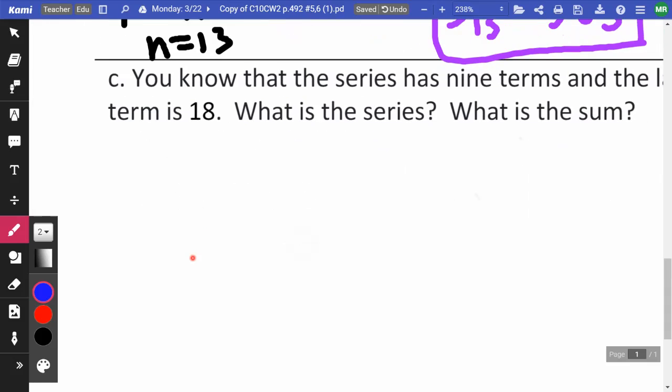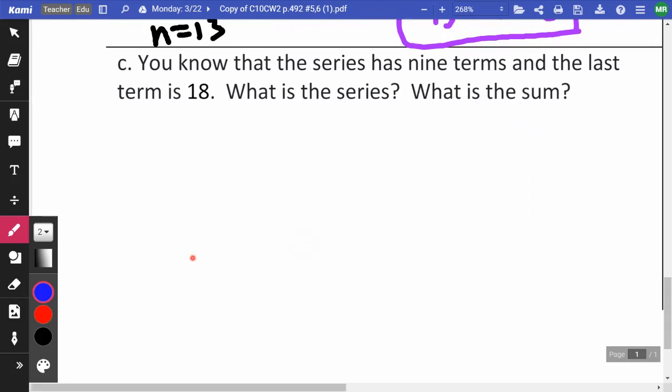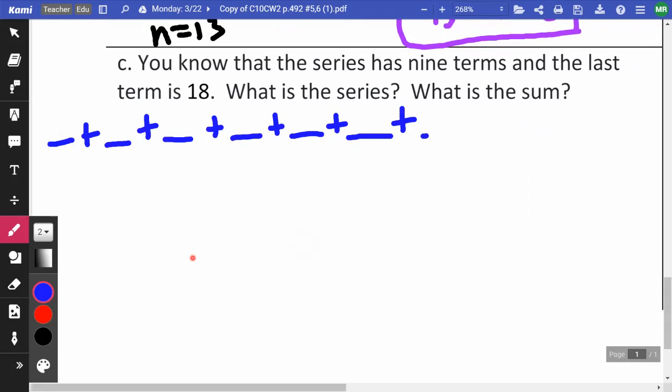So on C, for this one, the series has 9 terms in it. I'm just jotting this down. You don't have to, especially if this is like 100 terms, but I just want everyone to understand. We've got 1, 2, 3, 4, 5, 6, 7, 8, 9. We want to find the series and figure out the sum.